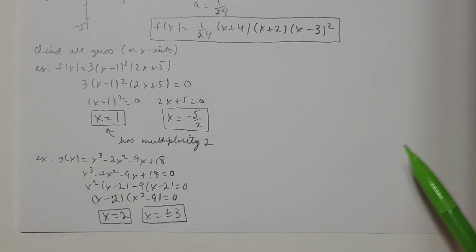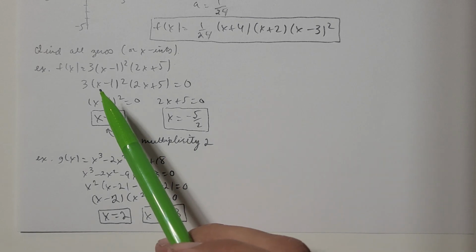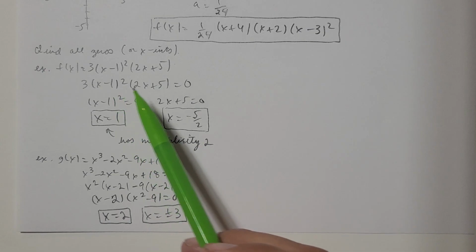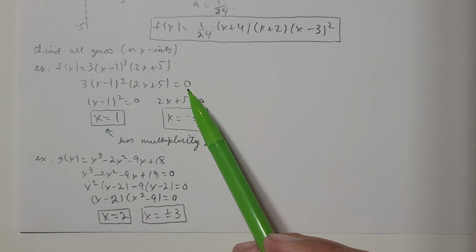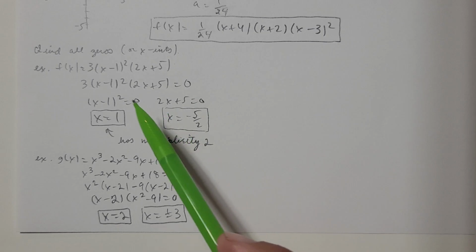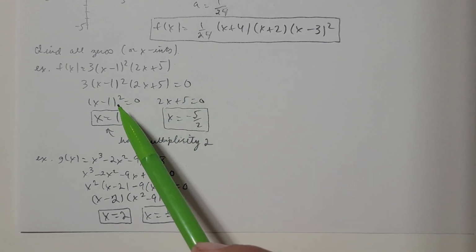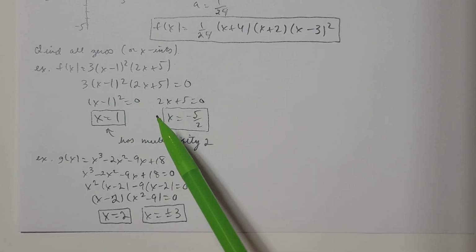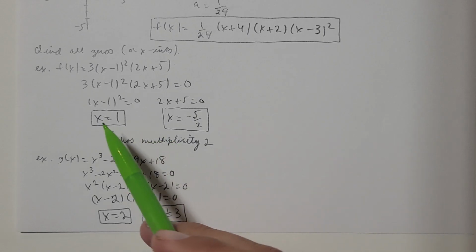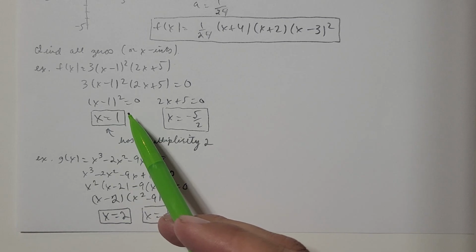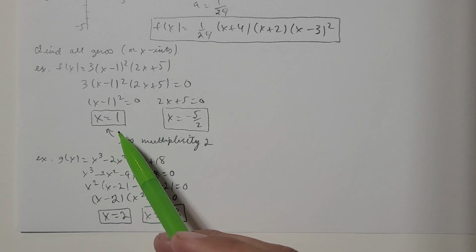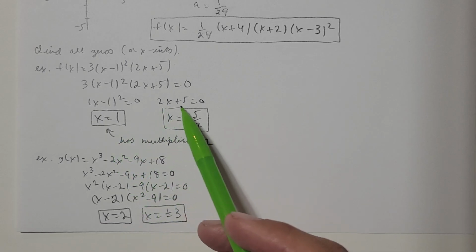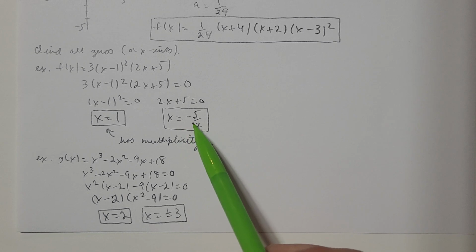So if we want to find the zeros of this guy, we need to find all the x values that are going to return 0. Okay, so set the function equal to 0 and then solve for x. If we divide by 3 and then set each of these factors equal to 0, here's x minus 1 squared equals 0, means that x minus 1 is 0, so x is 1. And 2x plus 5 equals 0 means that x is negative 5 halves.